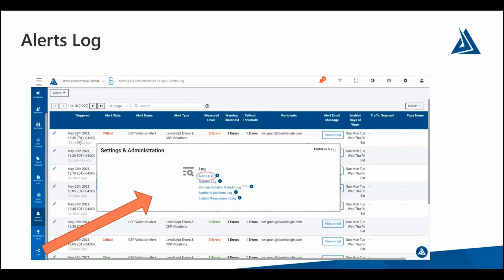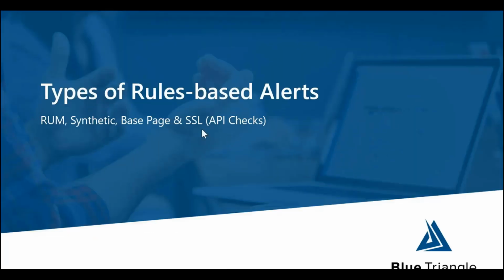Not only is it a log of the state changes of each alert, it also is a log of any edits or updates to the alerts themselves. So that gives you some good context around why did my alert clear, and you come to find out you made a change recently that changed the thresholds or something like that. So alerts manager and alerts log are two great places to be aware of when it comes to our standard rules-based alerts. Now let's talk about the different types of rules-based alerts.